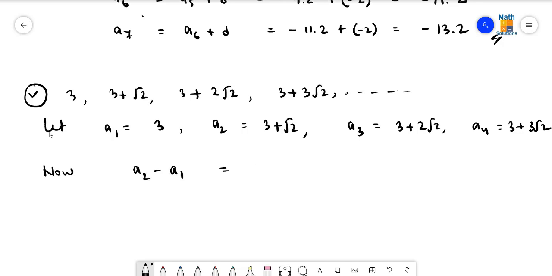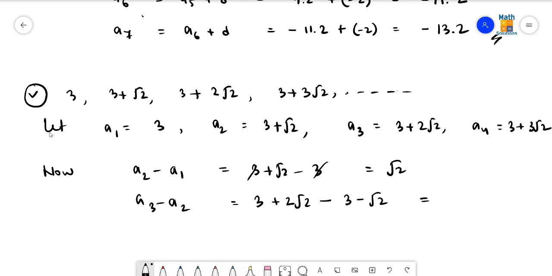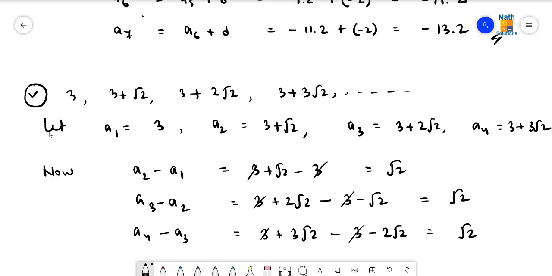A2 minus A1, 3 plus root 2 minus 3, of course the answer will come as root 2. Then similarly A3 minus A2, so I get here 3 plus 2 root 2 minus 3 minus root 2. After subtraction there will be only 1 root 2 left. Similarly, A4 minus A3, the result will come as 3 plus 3 root 2 minus 3 minus 2 root 2. So our answer will be only root 2, and that's the way I can get the common difference in each case.